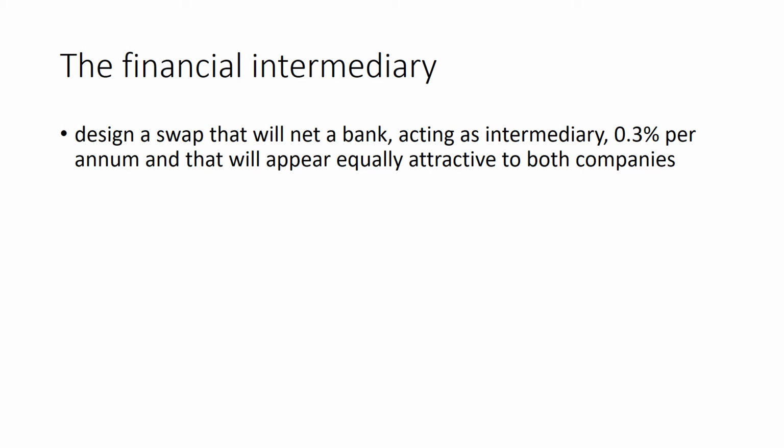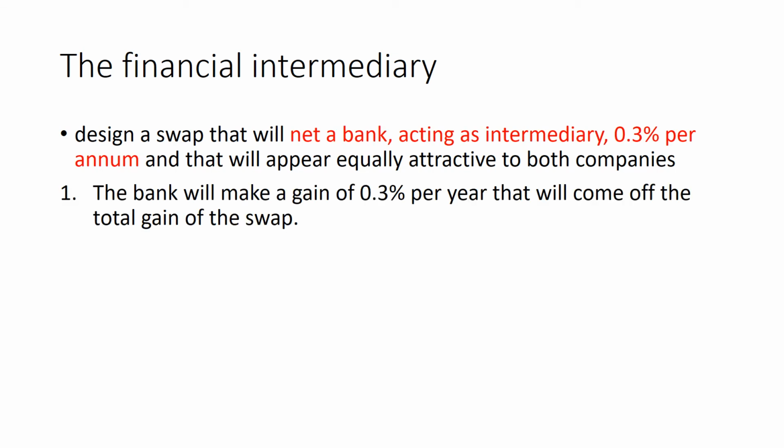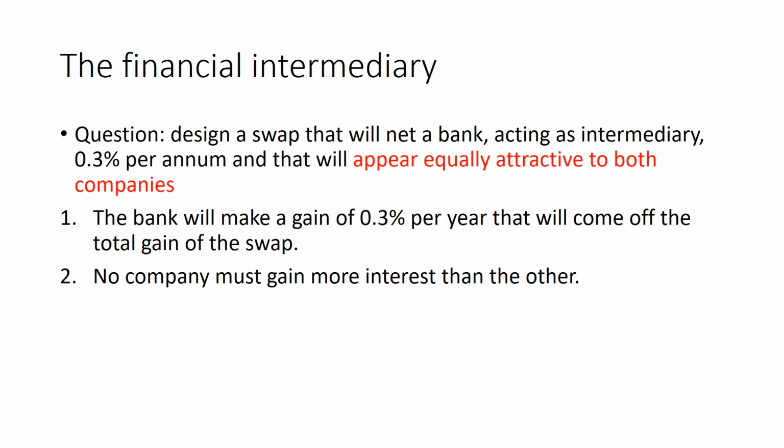So usually what companies do is that they ask a bank to find the counterparty for them, and the bank wants to be paid. So again, I have highlighted in red the important information. The bank wants to be paid a fee of 0.3% per year. So whatever gain of the swap exists, you have to remove 0.3% to give to the bank. The second important information is that the swap must be equally attractive to both companies.